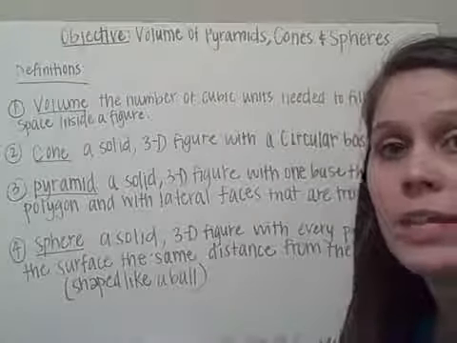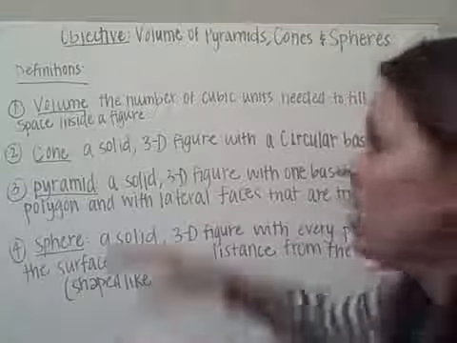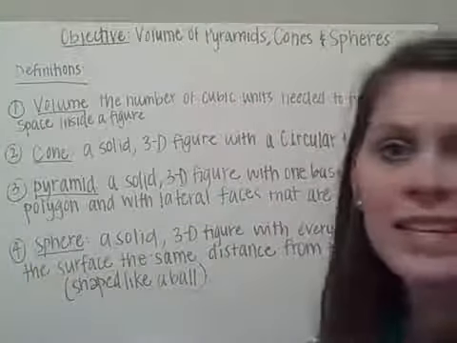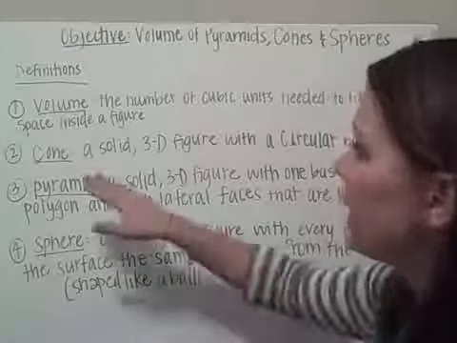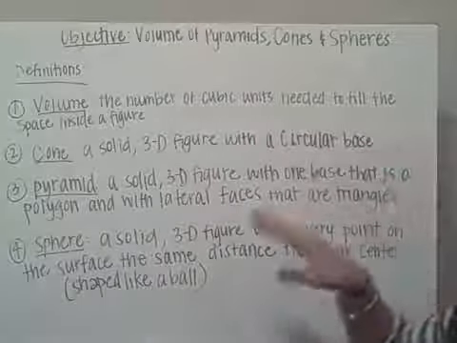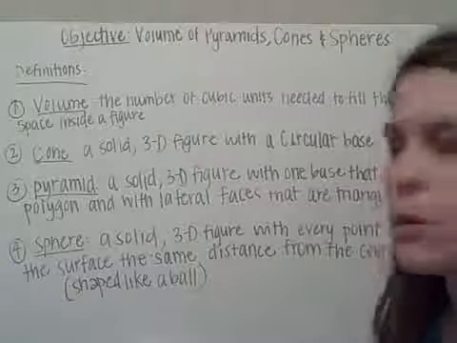Our objective today is volume of pyramids, cones, and spheres. Definitions. Volume is the number of cubic units needed to fill the space inside a figure. A cone is a solid 3D figure with a circular base. So think it's a circle and then all of it comes to a point. Think of an ice cream cone.